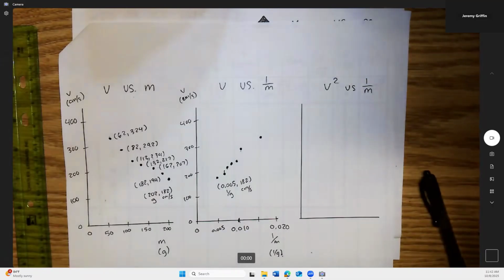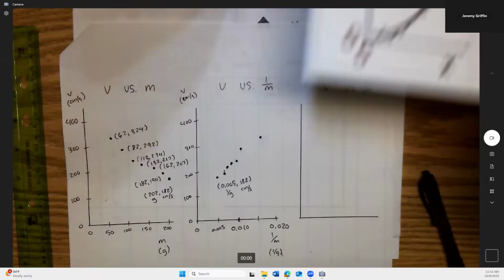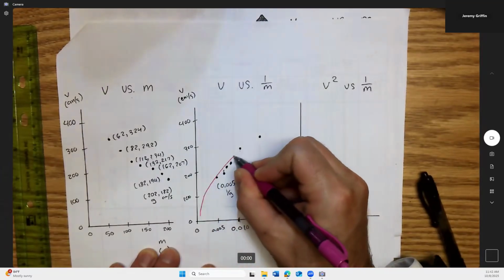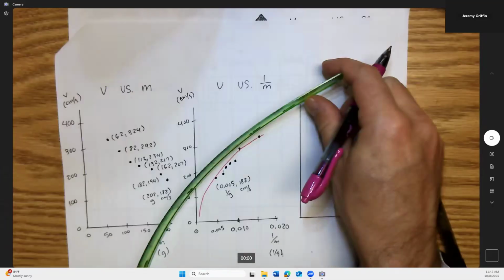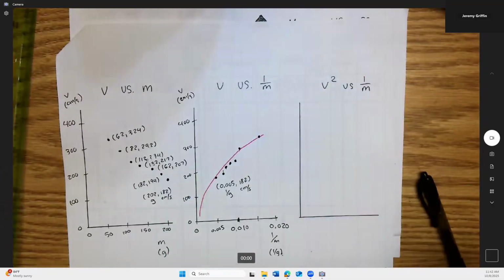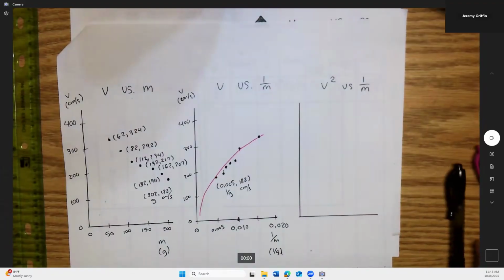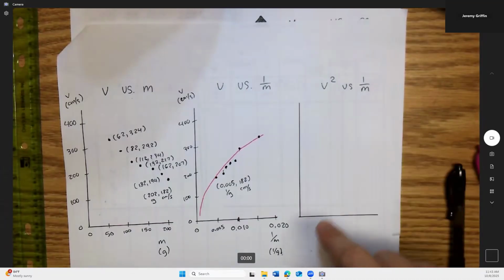If it's not linear, it probably fits what? Yeah, that root. I think it would go like this. Actually, that fits pretty well, doesn't it? See that little curve shape right there? If that's true, we haven't quite linearized it yet. And there are two ways you could linearize it from here. You could go v versus the square root of 1/m, and that should linearize it.